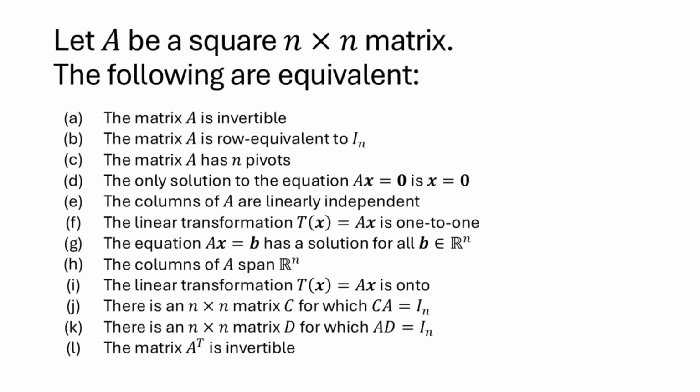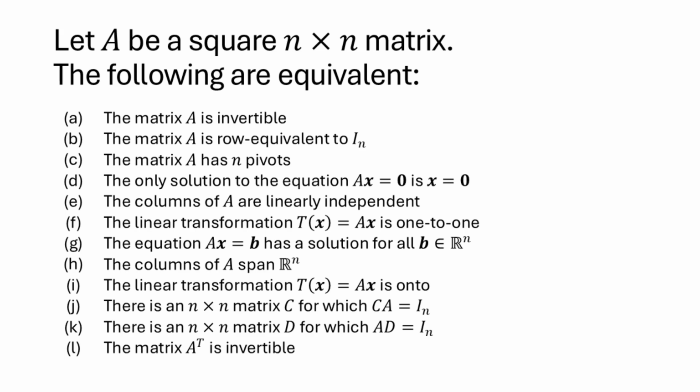So we've been talking for the last few lectures about invertible matrices, and all of these ideas come together in the following theorem. The theorem says that if we have a square n by n matrix, then these 12 statements are all equivalent. And remember that equivalent here means that all 12 of these statements are true for a given matrix, or they're all false for any given matrix. So if any one of them is true, then they're all true, and if any one of them is false, then they all have to be false.